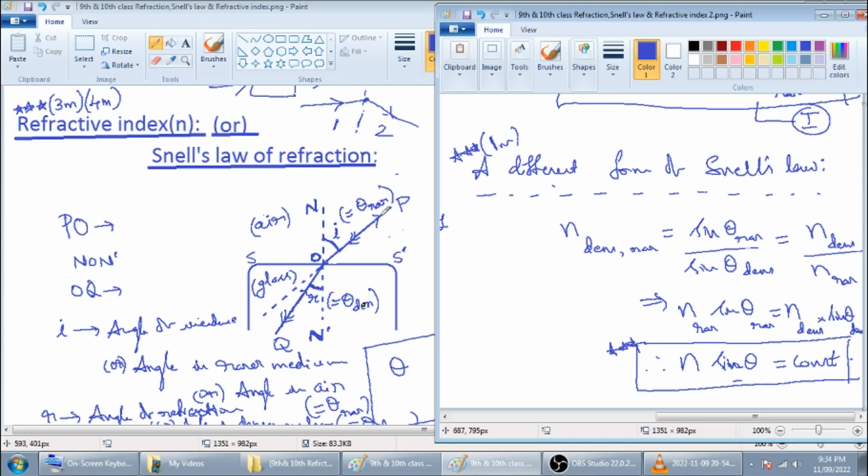So if a light ray is taking a path PO between initial and final points, then if it starts in the reverse direction, it again goes back along the same path PO in the opposite direction. Exactly, it goes back. So this is very, very important. It's called reversibility of light.